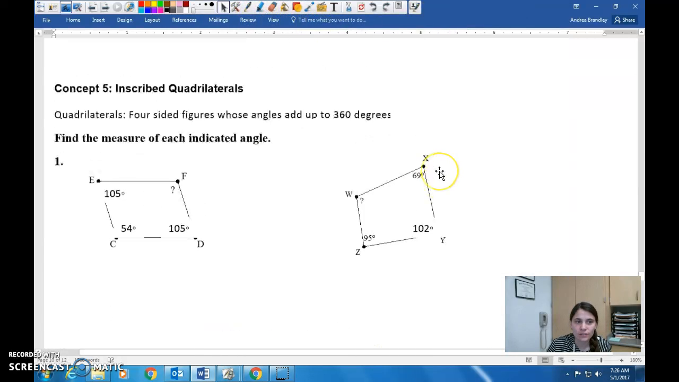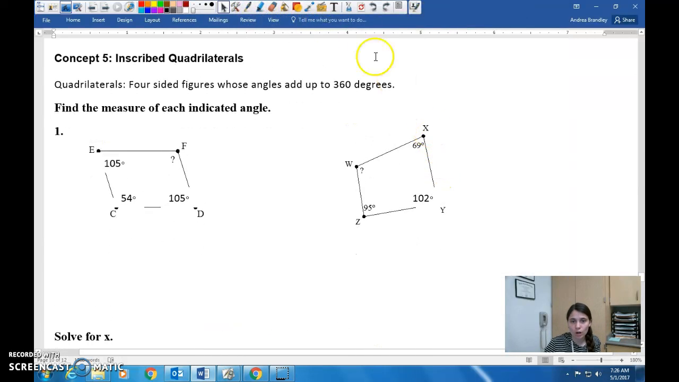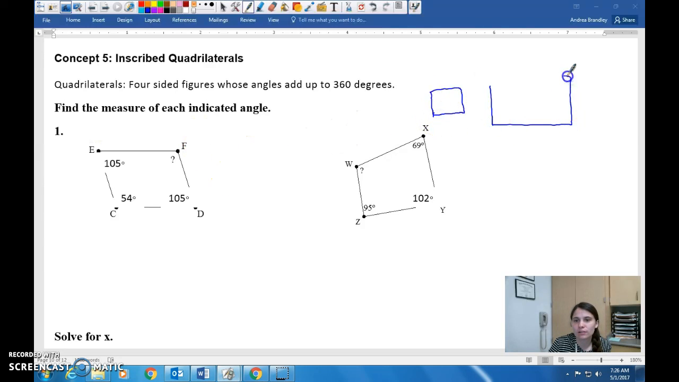Okay, so in this video we're talking about inscribed quadrilaterals. To start, we just need to give ourselves a reminder of what a quadrilateral is. A quadrilateral is any sort of four-sided shape. It could be a square, or a rectangle, or a crazier four-sided shape. Any four-sided shape is considered a quadrilateral.